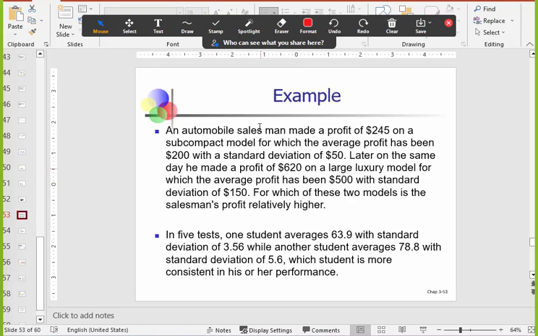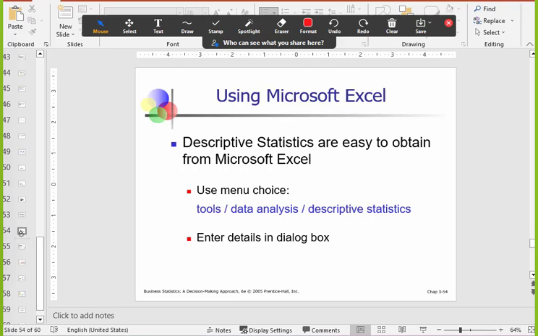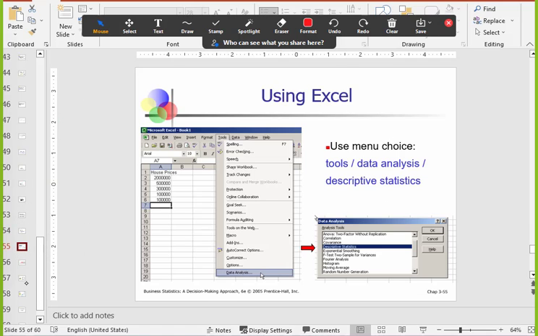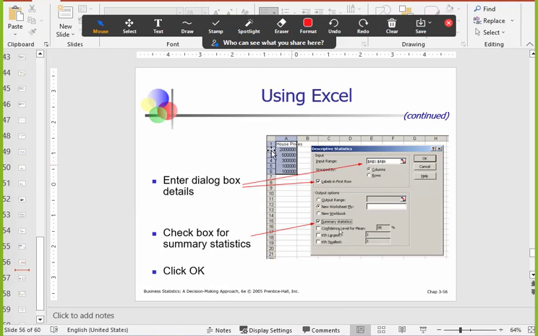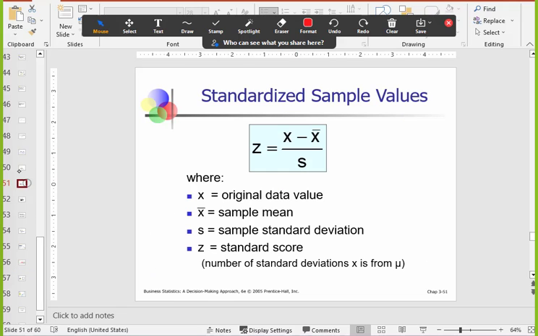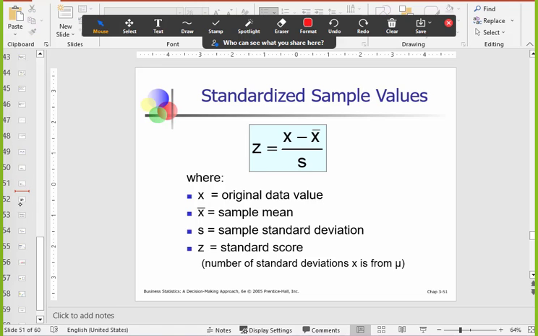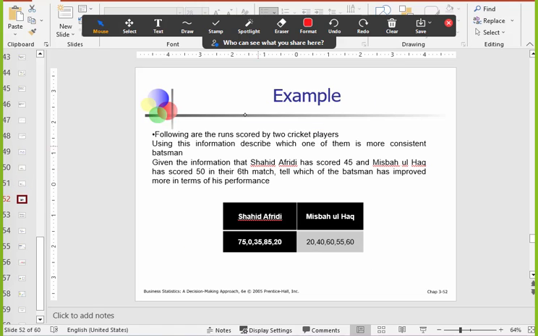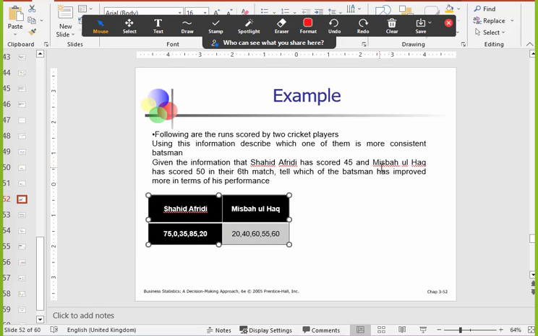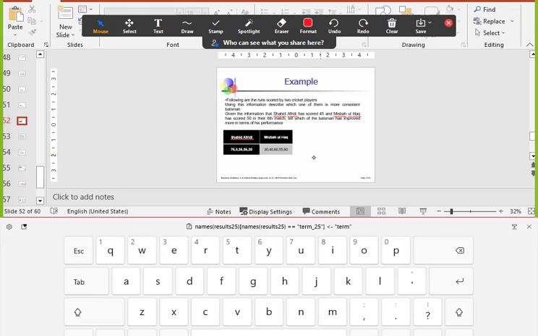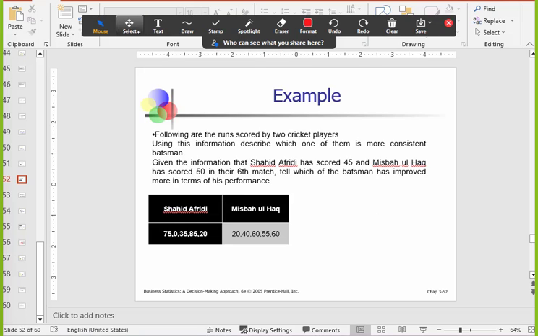These are examples that you can do later on. The other slides talk about how to see the descriptive stats in Excel. I will solve this example here for your learning, and after that this session will be concluded. I will open this and move this table to one side to make some space.